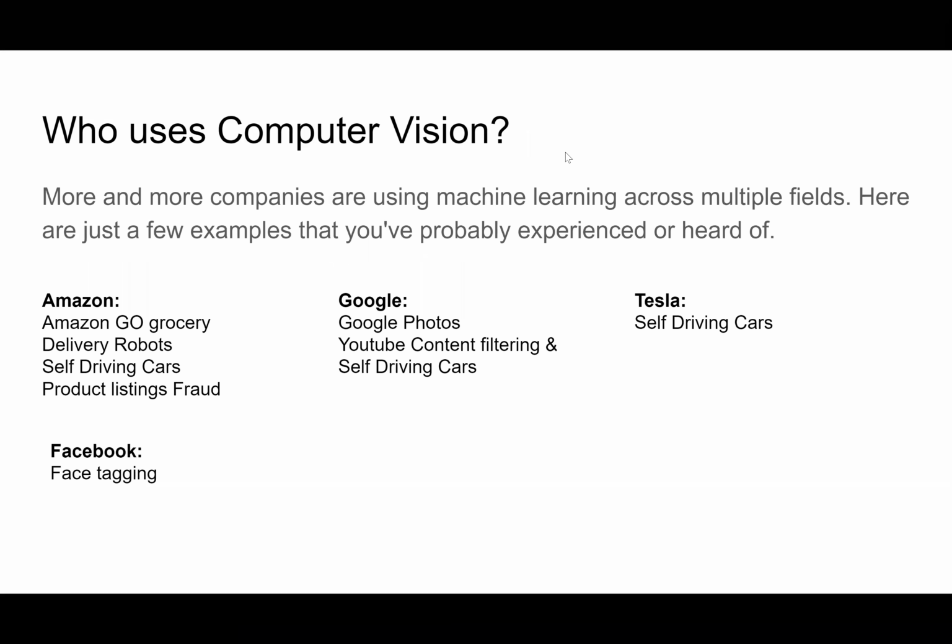Real quick, a bit of coverage of who uses computer vision. Here are some examples you've probably heard about before. In Seattle, we have one of our small local companies, Amazon. I don't know if anyone's ever heard of them before. Just kidding, I'm sure everyone's heard of Amazon. In Seattle, though, we have several stores called Amazon Go or Amazon Go Grocery. You can let me know in the chat.